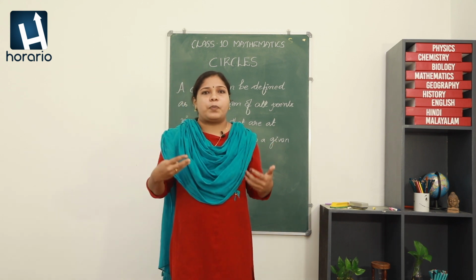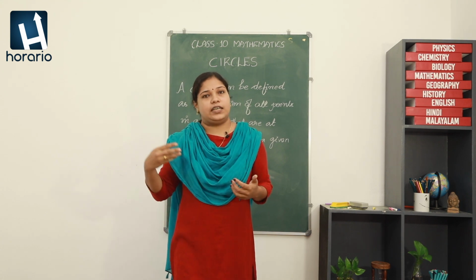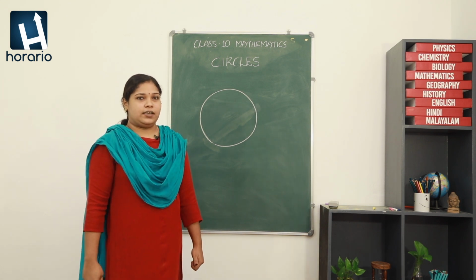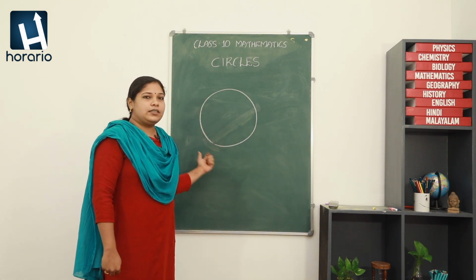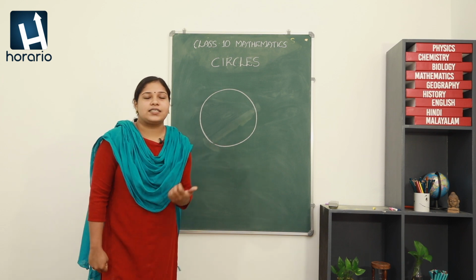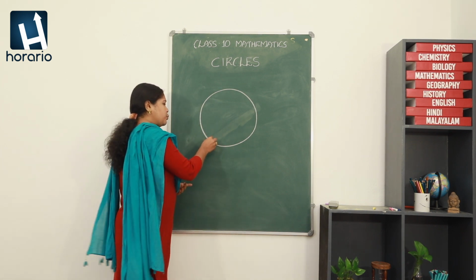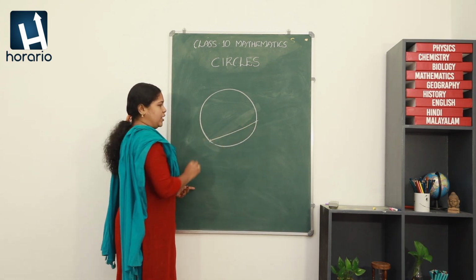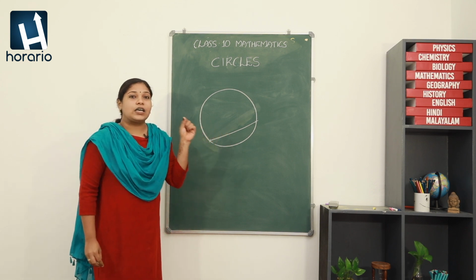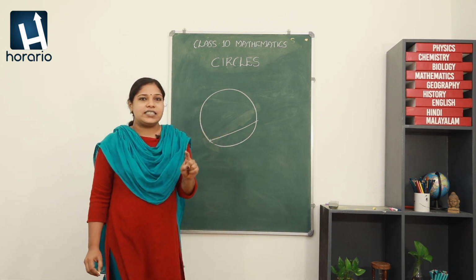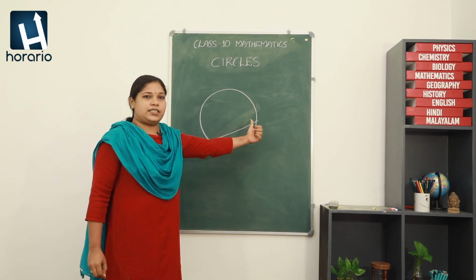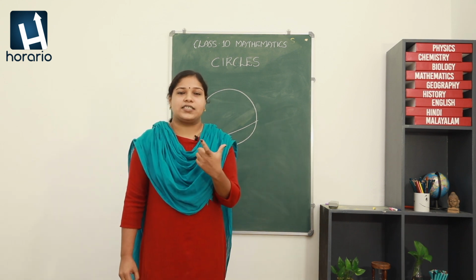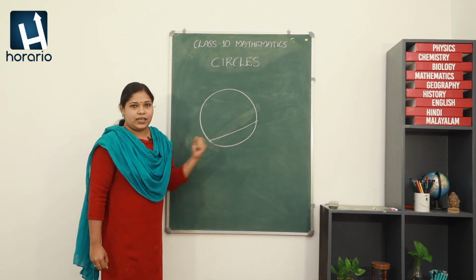Now let us see a few parts related to the circle that we have studied in our previous classes. How many points are there in a circle? We can see infinitely many points in a circle. Now if we take any 2 points and join these 2 points by using a line segment, it is called a chord of a circle. A line segment joining any 2 points on a circle is called a chord of a circle.